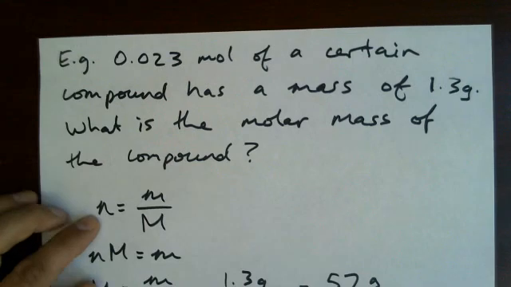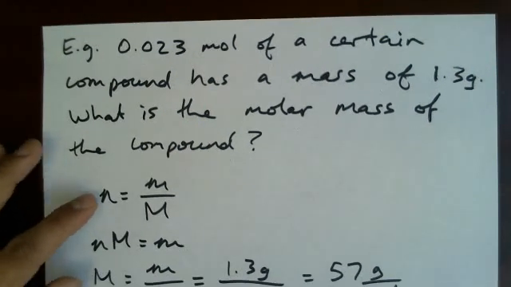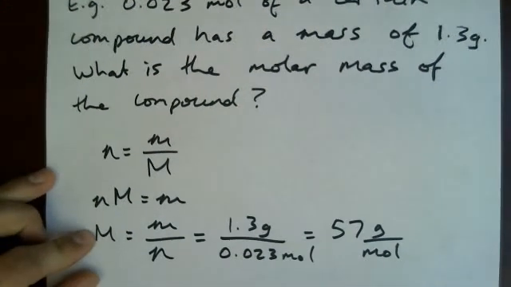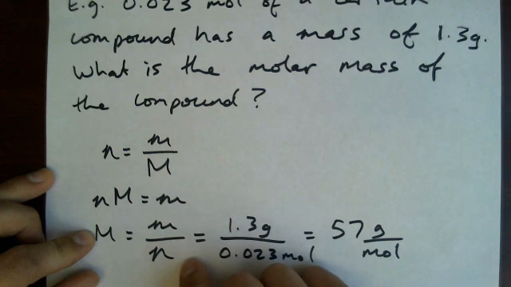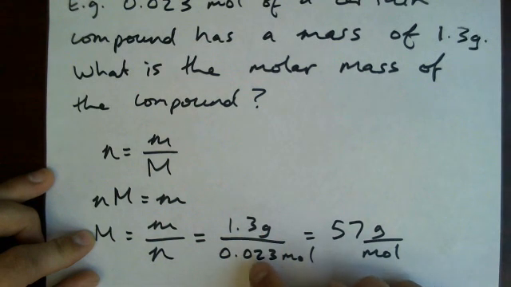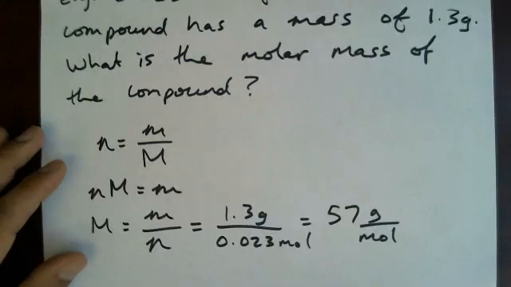So we start with our original expression, which is number of moles equals mass over molar mass, and then we rearrange that equation until we get it into the form that molar mass equals mass over number of moles. You can see the steps that I've taken to get to that. Then I just put in my mass and my number of moles, and that will give me 57 grams per mole. And so that would be the molar mass of whatever this compound happens to be.